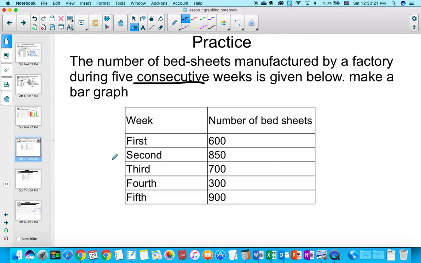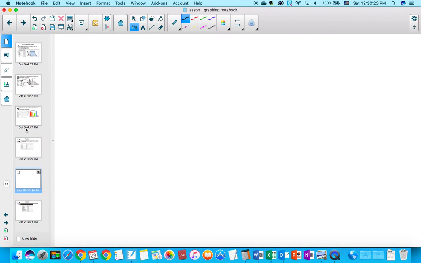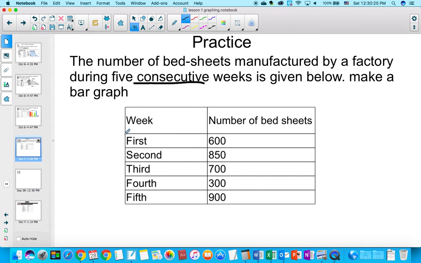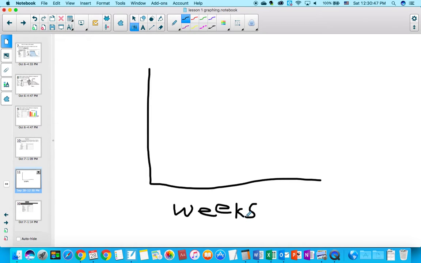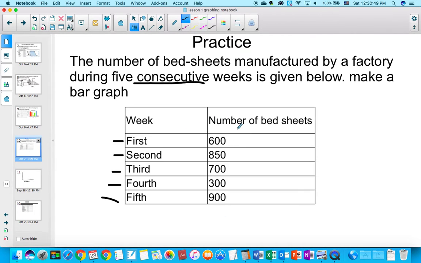Okay, so we want to create a bar graph, so I'll just make a line here. So here we have our x-axis, our x values here. These are our categories, week 1, 2, 3, 4, 5, right? And again, I'm going to make an ugly bar graph. Please forgive me. So we have weeks, and then here we have our number of bed sheets.